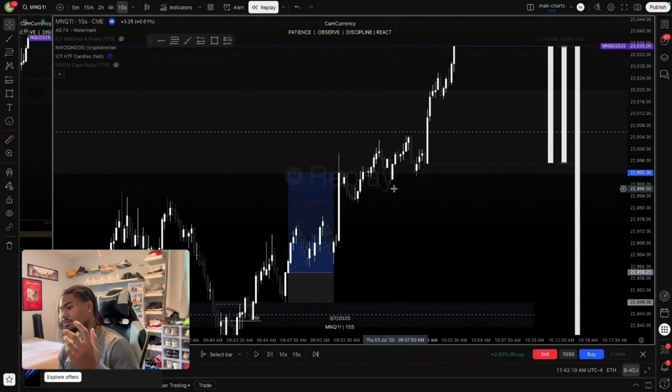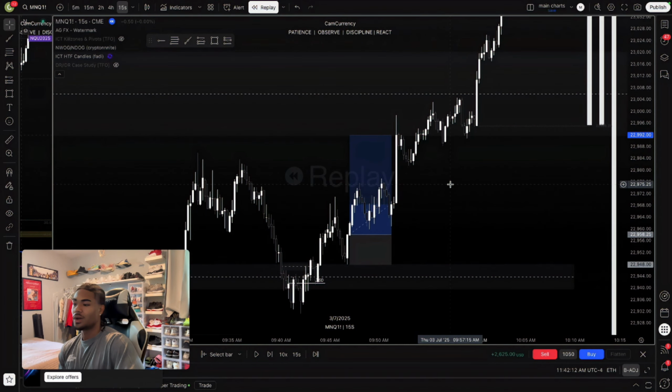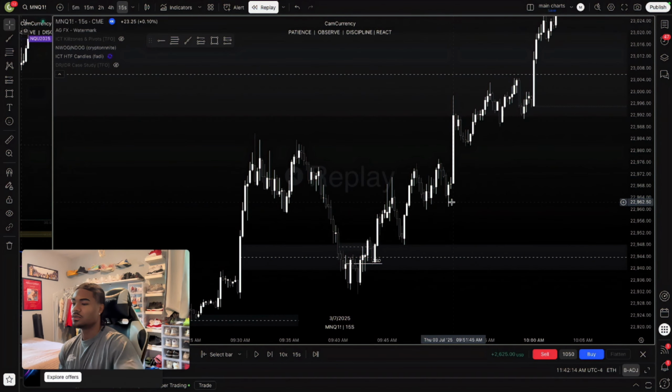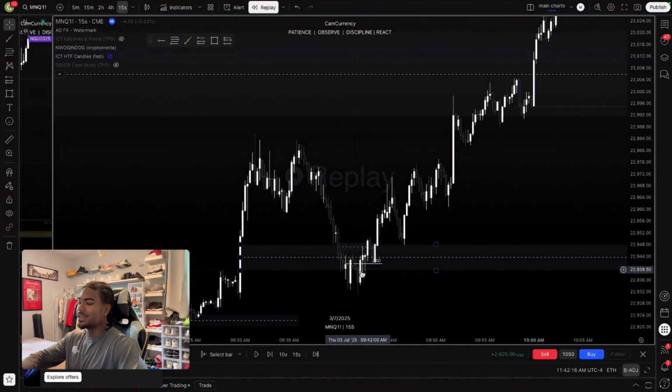But y'all get the idea. Y'all see what I did right, what I did wrong with this trade, and then how simple it is. You just wait for a change in state. You have a draw on liquidity. You have an imbalance that gets pulled back into, and you wait for the reaction of it. This can be on the 5 minute, the 30 minute, the hourly, whatever the case may be.